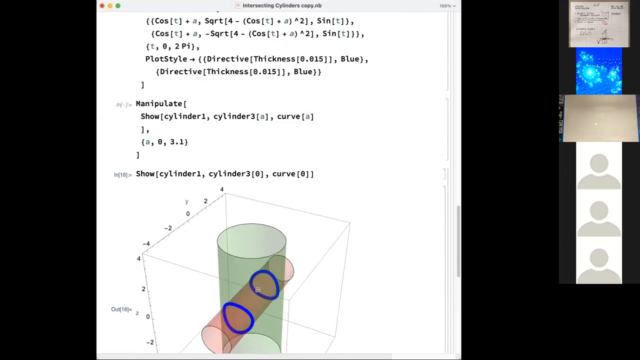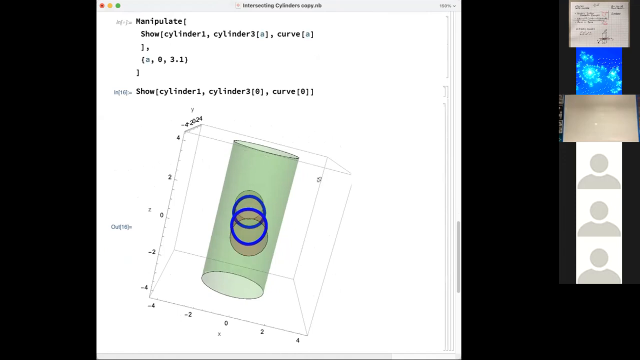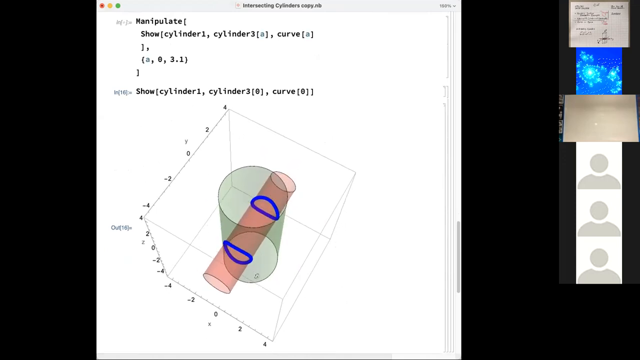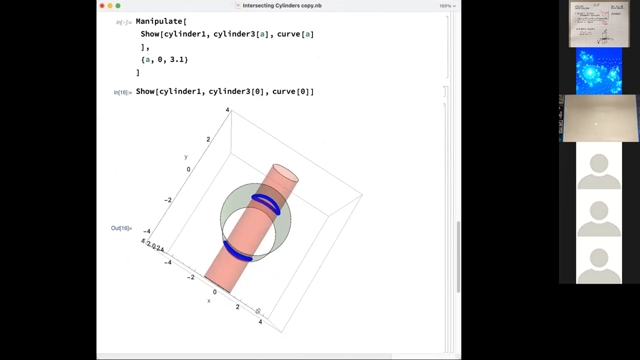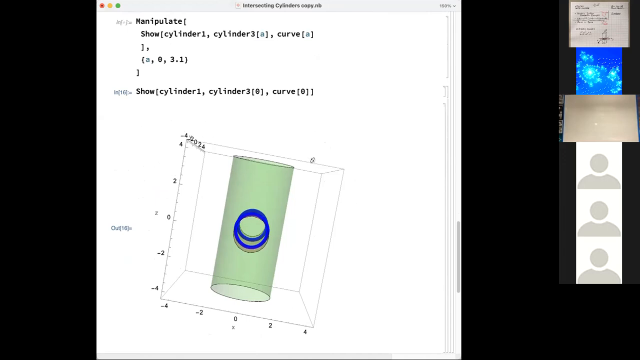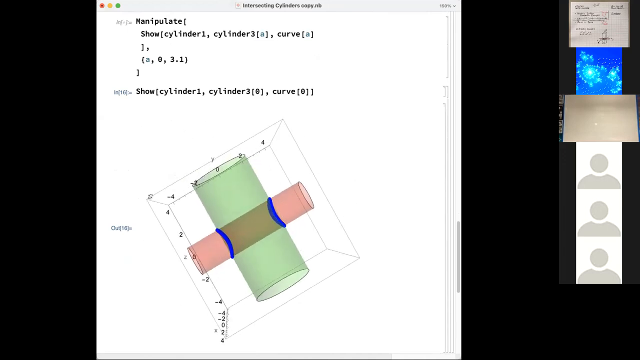That'll draw me one image of the red cylinder intersecting the green cylinder with the intersection lines highlighted. Notice the intersection lines are not circles because they live on both cylinders. So it's kind of elliptical in that direction, circular in that direction, and hyperbolic in that direction.